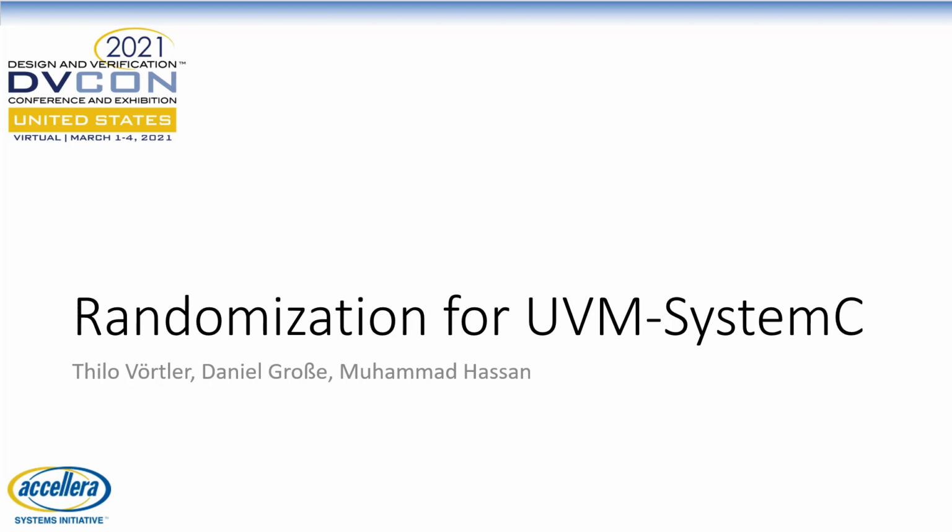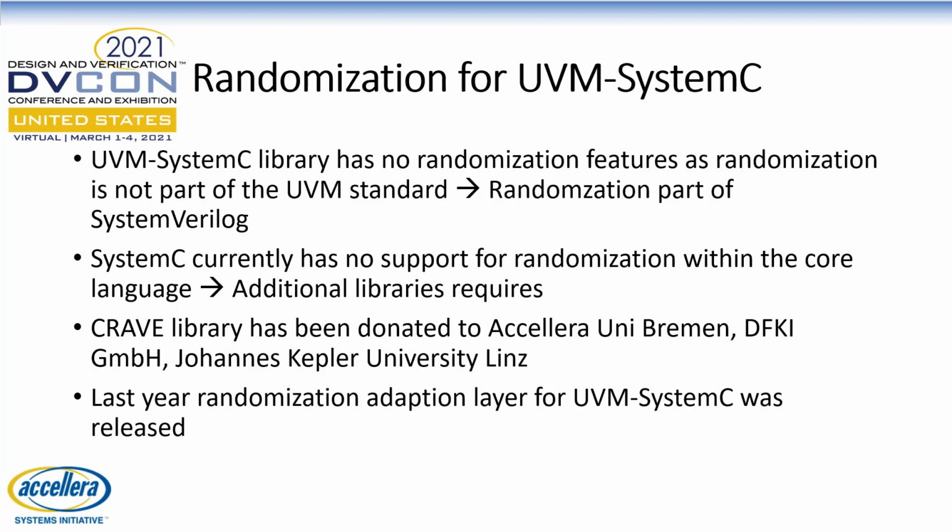Now I want to talk about the second part of this presentation, about the CRAVE library and randomization for UVM-SystemC. I also want to thank Daniel Grosse and Mohammed Hassan, who have been working a long time on CRAVE and on the donation of the library to Accellera. Let's start with an overview. So, why do we need randomization for UVM-SystemC?